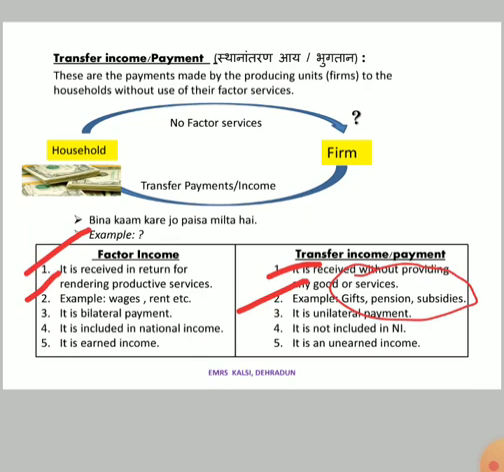Factor income is a bilateral payment, means payment is done from both sides. One is paying in the form of services and one is paying in the form of rupees. But transfer income is a unilateral payment, means we are not working for any person, but still, due to some advantages or some scheme, that organization is paying us money, paying us subsidies, giving us gifts.